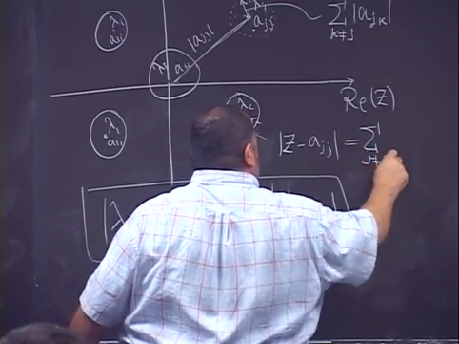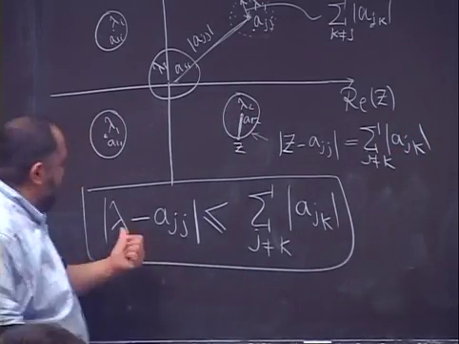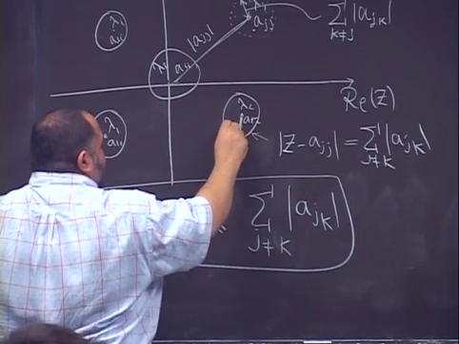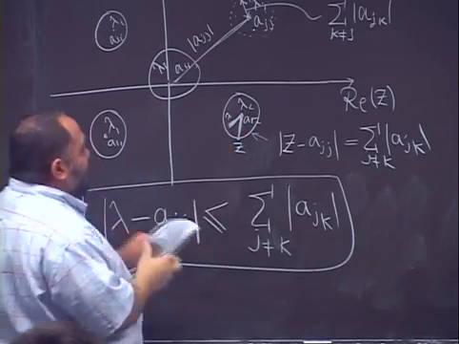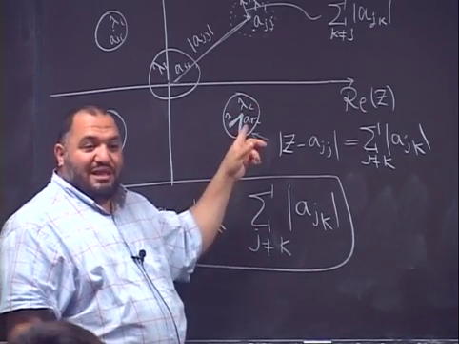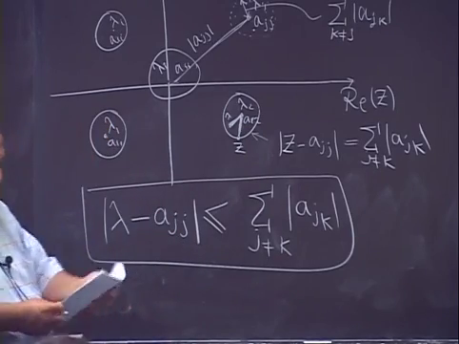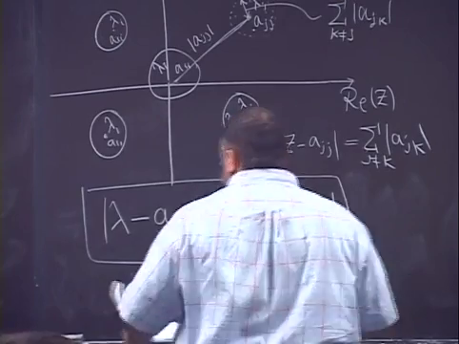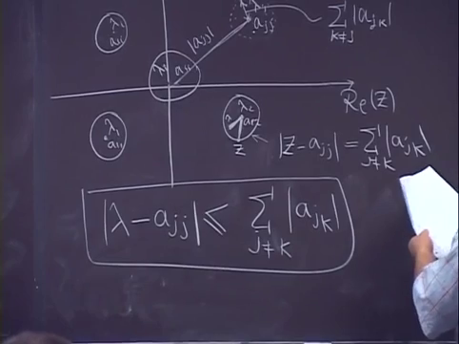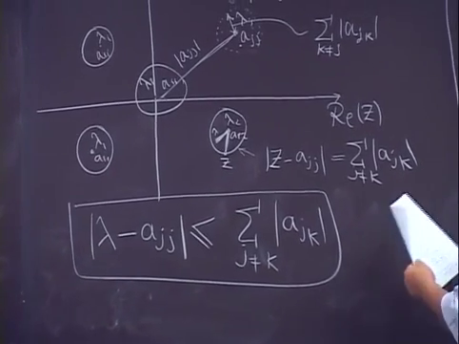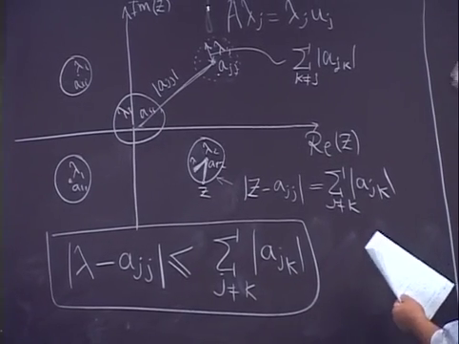Summation j not equal to k of ajk. So if now lambda is here, then lambda minus ajj, which is this difference, is less than the radius. This means that lambda is inside the disk. And this is the proof for the theorem here. And this argument will hold for all and every lambda j for the matrix A.